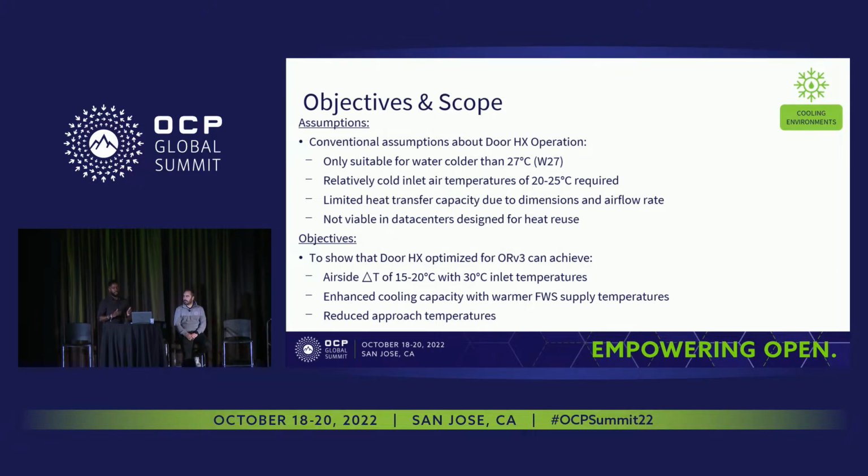So first of all, we show that you can actually achieve a significant airside delta T of 15 to 20 degrees Celsius, even at a 30 degrees Celsius ambient air temperature. You can also get enhanced cooling capacity with warmer FWS facility water supply temperatures. And you can also get a reduced approach temperature.